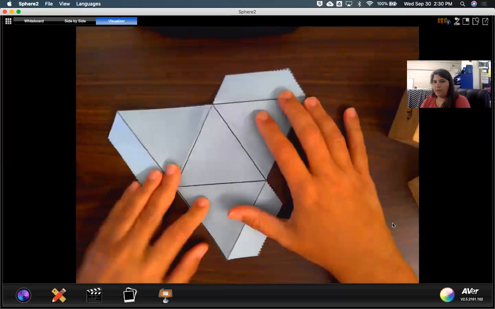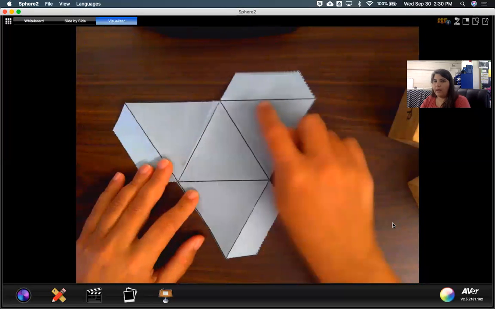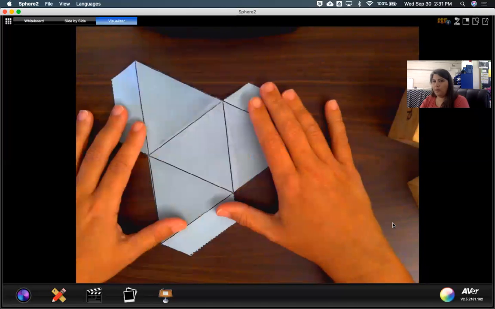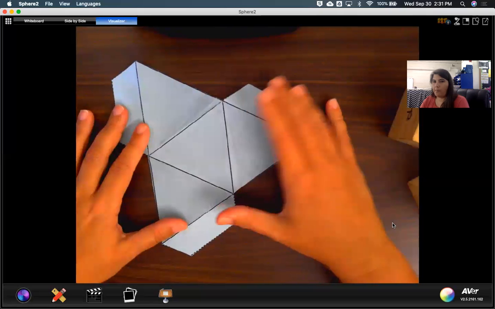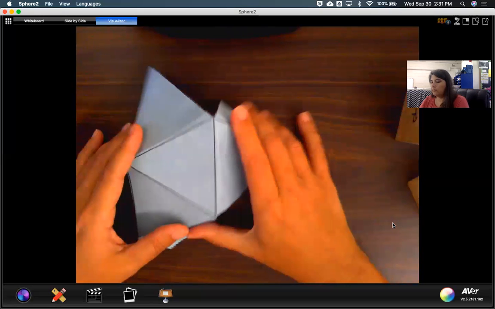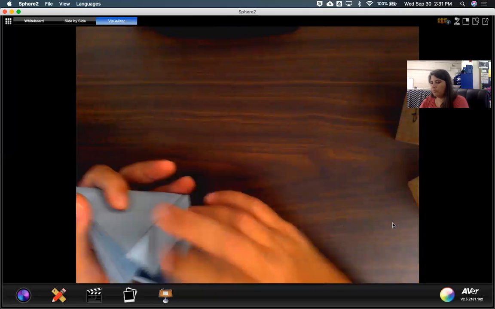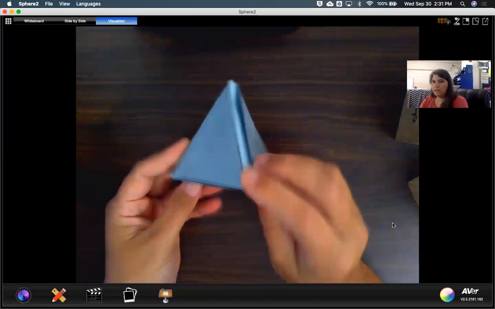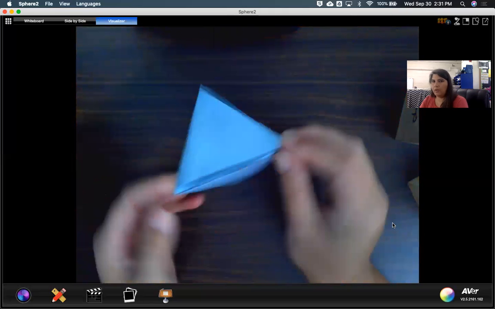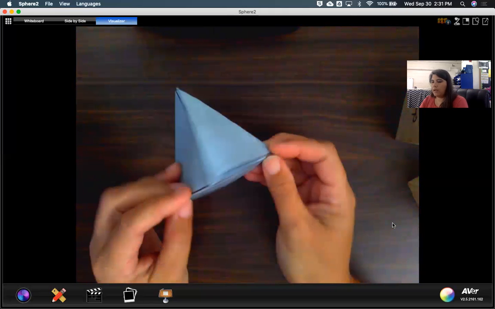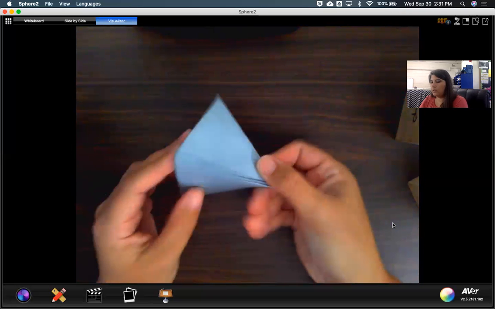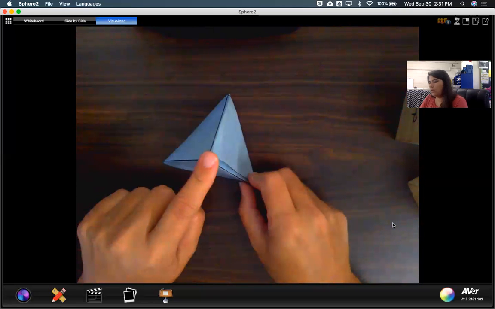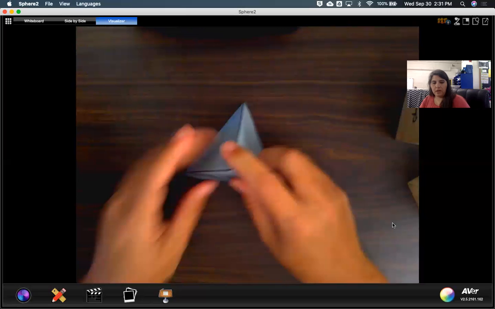Next example, I have a triangle that is surrounded by other triangles. Is it going to be a pyramid or a prism? When we fold it up, we can see that it is a pyramid. It's a triangular pyramid. The base is a triangle, and these triangular faces meet at a vertex. So that's a triangular pyramid.